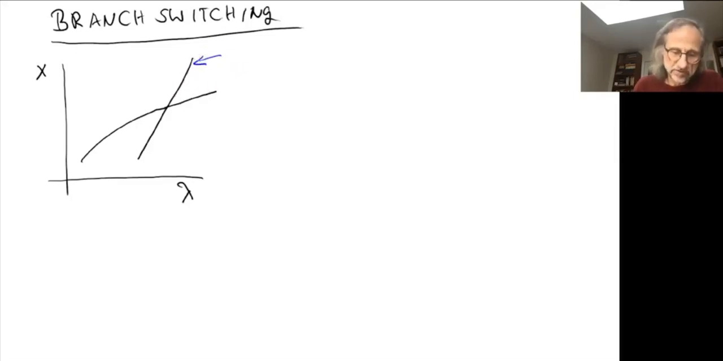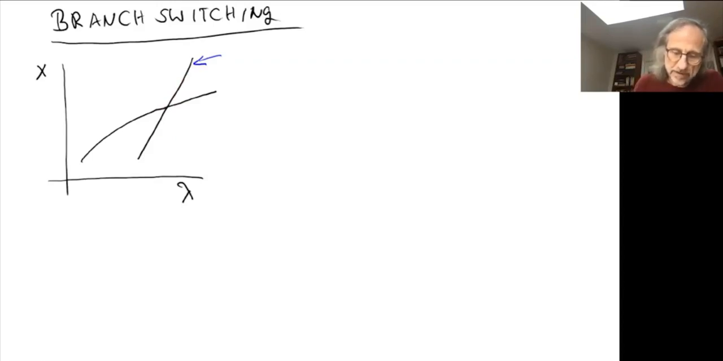So maybe I should emphasize that first. Our branch following method always takes a tangent along the branch we have right now. And as we do that, it will not notice at all that there's a transcritical bifurcation, because this tangent just continues along these lines. It will just not notice it. So in order to follow this branch or this branch, we have to first identify that bifurcation, and then we have to switch the branch. So it's two tasks that we have to do.